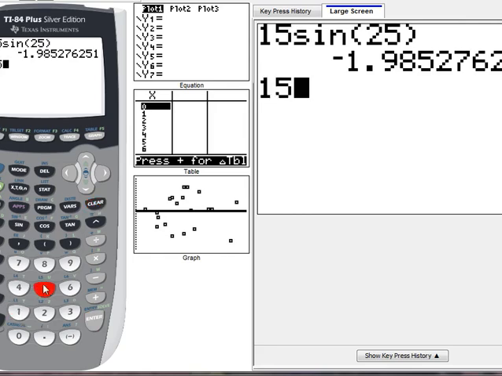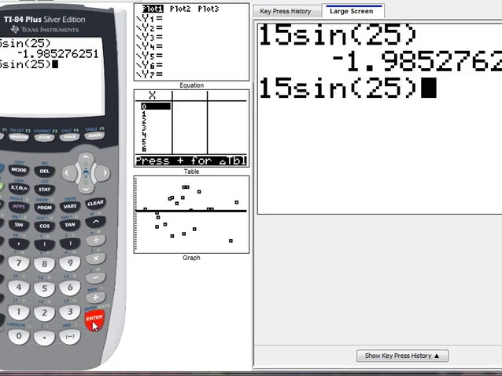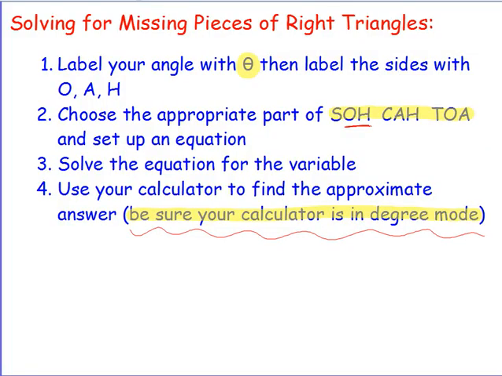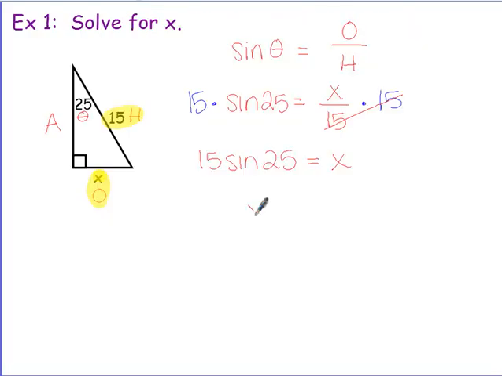15 sine 25. And now I get an answer of 6.3. And so I'm going to come back over here, and I'm going to say that x equals 6.3. And so if you ever have any questions on your own calculator, bring it to school and we'll make sure that your calculator is in the right mode. So let's look at the next example.